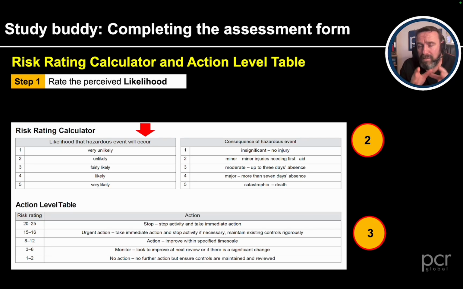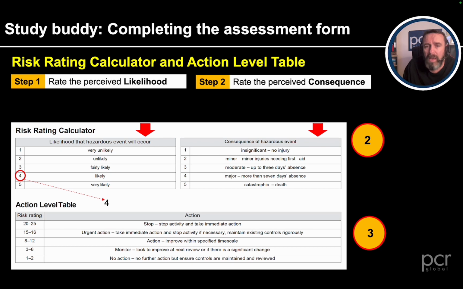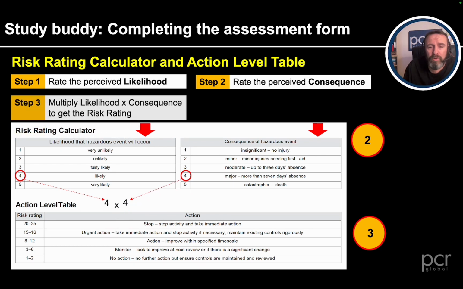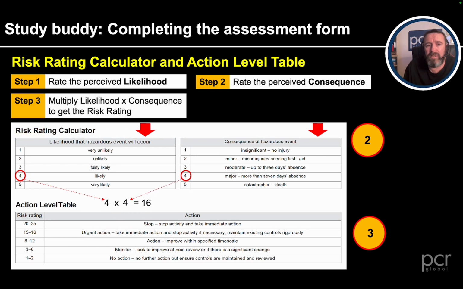Now let's just think back to this. This is a simple workplace risk assessment. The only reason why I'm showing here the risk rating calculator with the numbers is that's what a lot of organisations have. So the first thing we're going to do is rate the perceived likelihood. That could be 4. Then we're going to rate the perceived consequences. Again, that could be 4, major. And then what we're going to do is times those. Remember, risk is likelihood times consequence, and that's going to give us a 16.